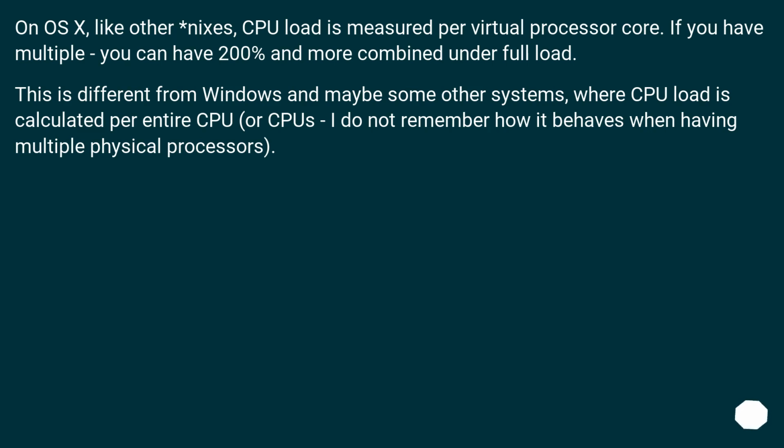On OS X, like other *nix systems, CPU load is measured per virtual processor core. If you have multiple, you can have 200% and more combined under full load. This is different from Windows and maybe some other systems, where CPU load is calculated per entire CPU, or CPUs. I do not remember how it behaves when having multiple physical processors.